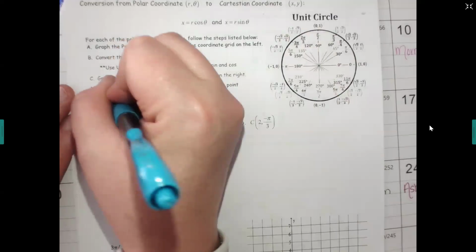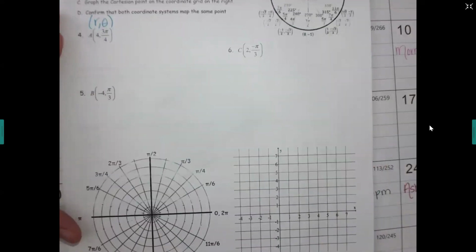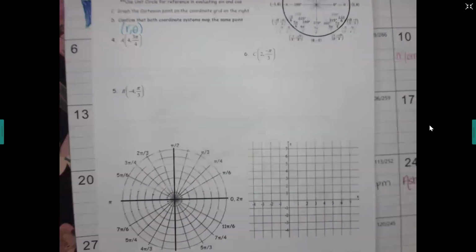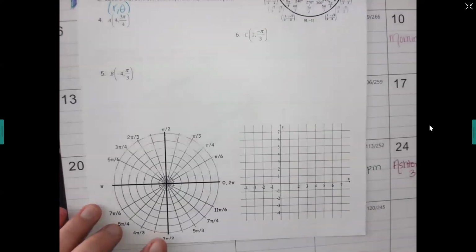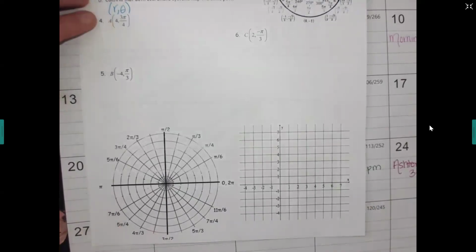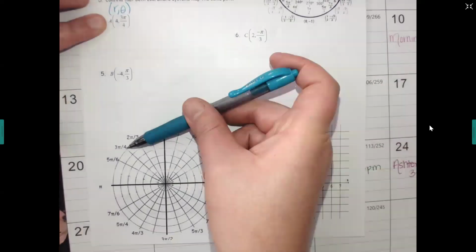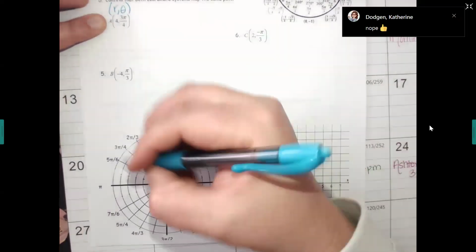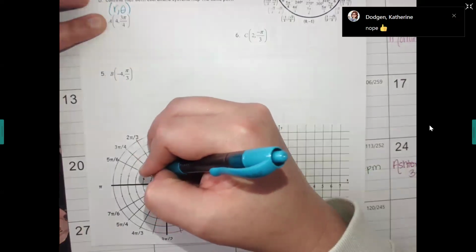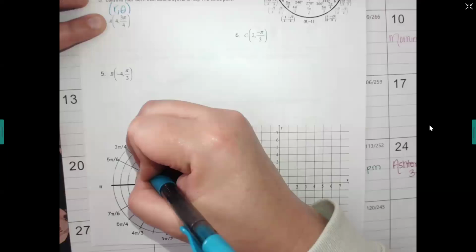So that's an R, theta. So what we're going to do first is we're going to map each of these points onto the polar grid down here at the bottom. So I have a 4, 3 pi fourths, and that's point A. So I'm going to find 3 pi fourths is here. And then I want to go to the 4th ring from the center. So 1, 2, 3, 4, that puts me here. This is point A.